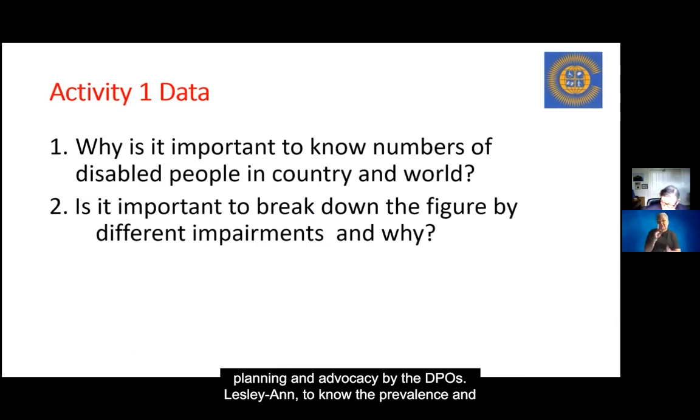Leslie-Ann Huggins, to know the prevalence and be able to know the population for decision-making process. It is important to break it down because disability is diverse and should not be generalized. That I think is for number 2. Yeah, and Leslie, by the way, congratulations on your degree, which you circulated to us. Well done on that. Okay.